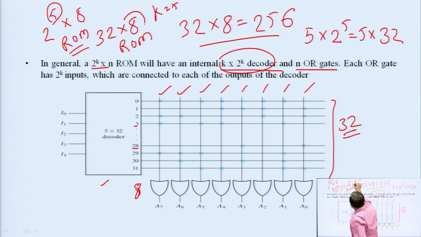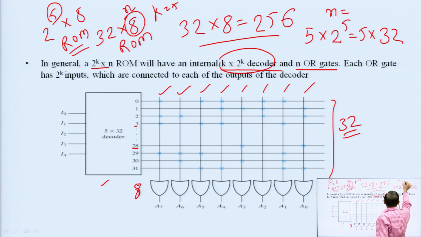So, here 32 cross 8, so this is the value of n. So, here n is equal to 8 OR gates. Now, it is clear how we have implemented the 32 cross 8 ROM using a 5 cross 32 decoder and 8 OR gates. Okay.